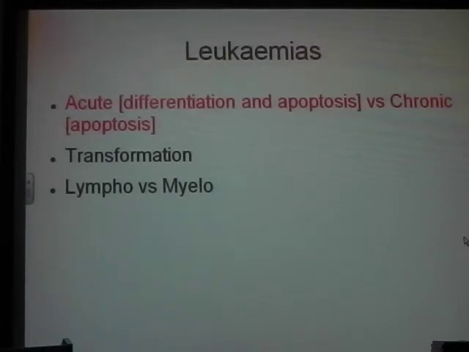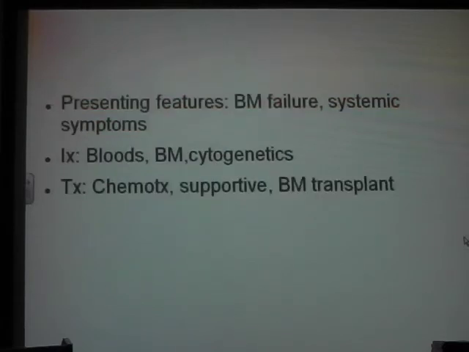And you can divide them into those that affect the lymphoid or the myeloid lineages. How do they present? Really similar to your lymphomas: bone marrow failure and systemic symptoms. We'll investigate in a very similar way and treat again in a very similar way. Okay, so that was the malignancies.